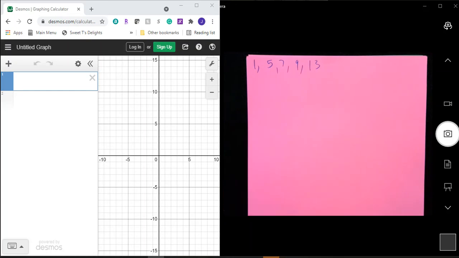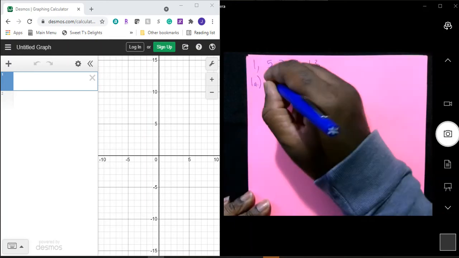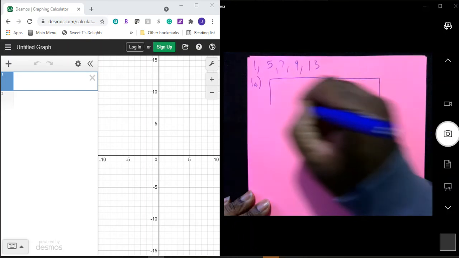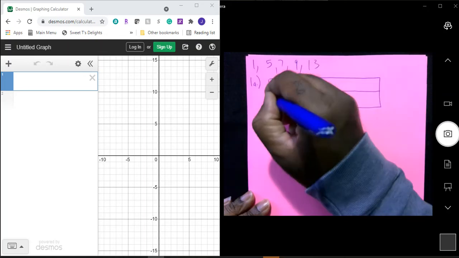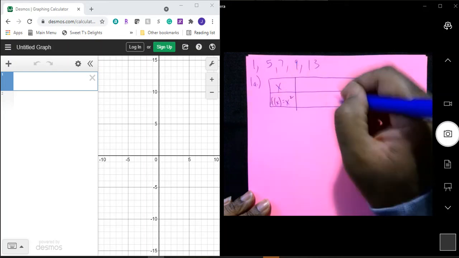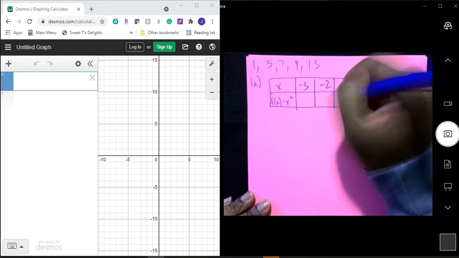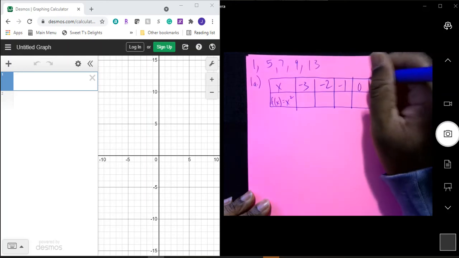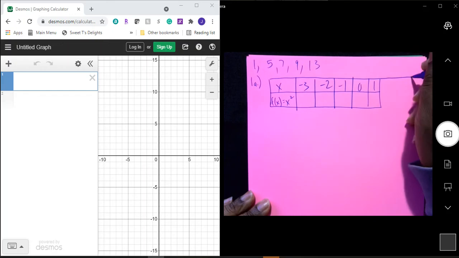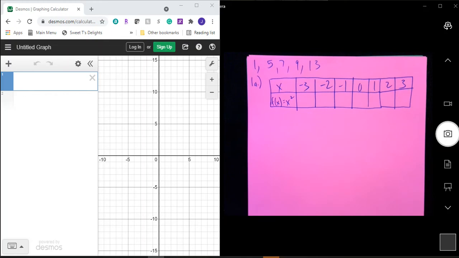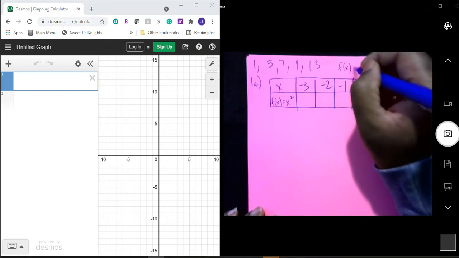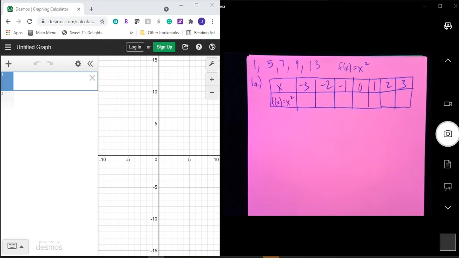So let's get started. Problem number 1 says complete the following table for f of x equals x squared. We're given this table of values, which you can see at the bottom of page 399. We have x, and f of x equals x squared. We have -3, -2, -1, 0, 1, 2, and 3. The directions tell us that f of x is equal to x squared. That is the function that we're using.